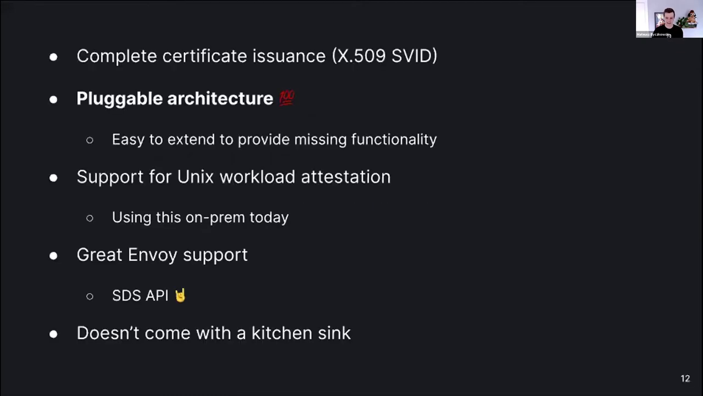And then once we settled on SPIFFE, the next thing is how do we implement it? Of course, we could roll our own, but we already did it once and we didn't want to build our service identity again.